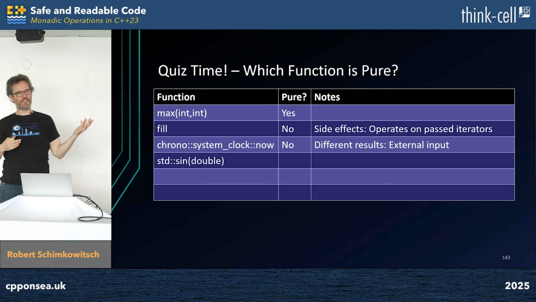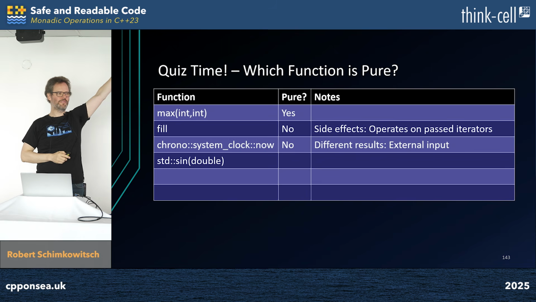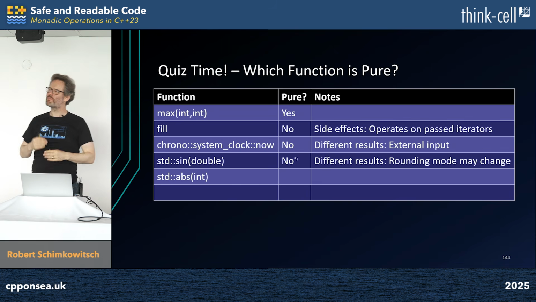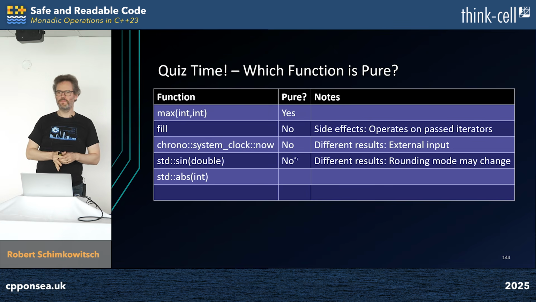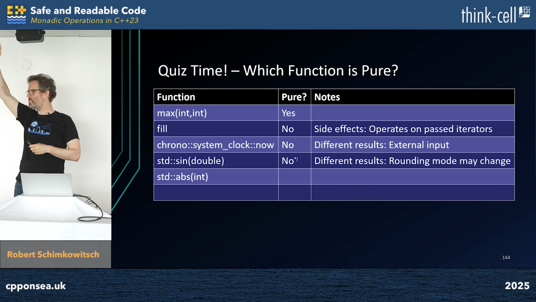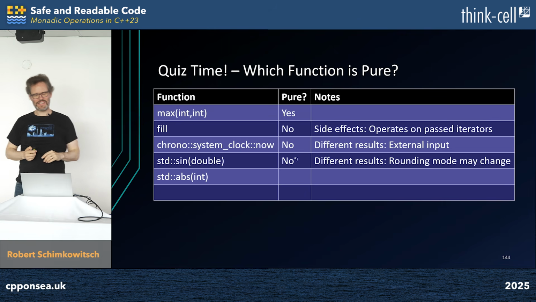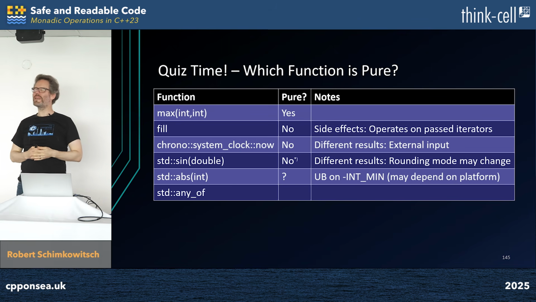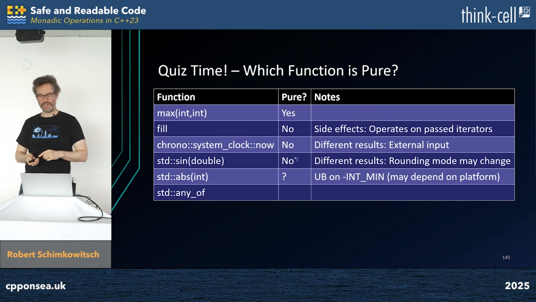Then std::sin, sine with double, calculating the sine. Who thinks this is pure? Who thinks this is not pure? Yeah, depending on your implementation, because it actually says that it uses global rounding modes, so it's using outside state. Then std::abs of integer, calculating the absolute value. Who thinks this is pure? Most. Who thinks this is not pure? Well, this is tricky because what do we do with INT_MIN? It's undefined behavior. Can we say this is pure? For me, this is a gray area.